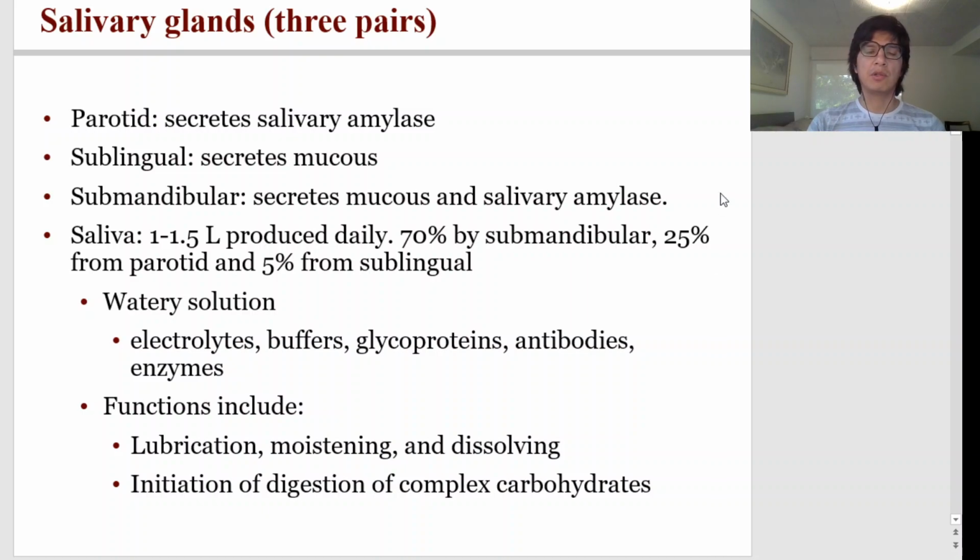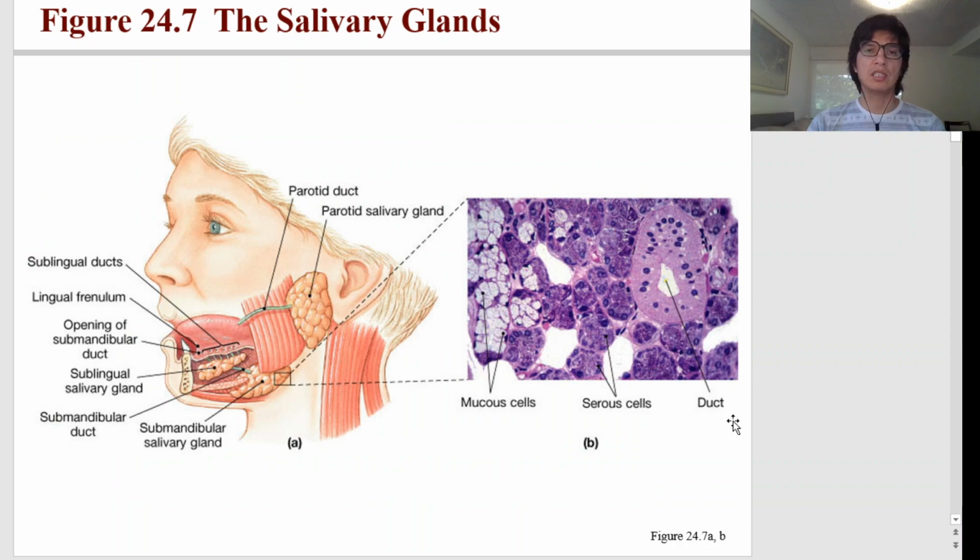Here we have a view of the salivary glands. You have your parotid, sublingual, and submandibular. Your parotid secretes salivary amylase, which aids in the digestion of carbohydrates. Sublingual secretes mucus, and the submandibular secretes both mucus and salivary amylase. You have about 1 to 1.5 liters of saliva secreted each day. Most of it produced by the submandibular gland, followed by the parotid, and eventually the sublingual. The saliva itself contains electrolytes, buffers, glycoproteins, antibodies, and enzymes. Their function includes lubrication and initiation of digestion.